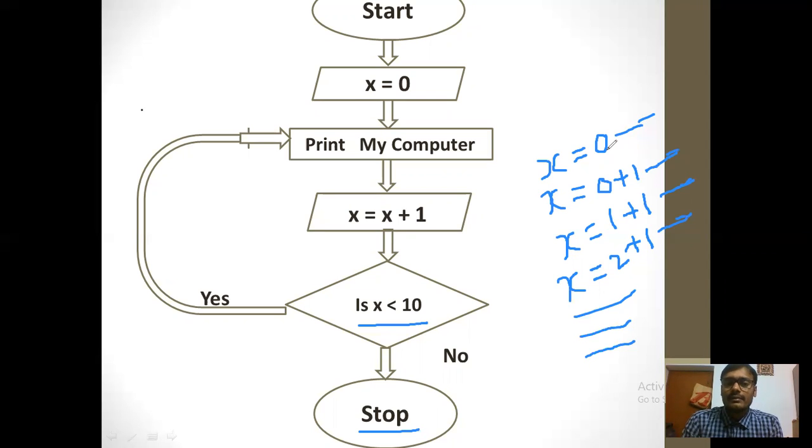So in this way, this is the flowchart to print "my computer" 10 times. In this way, you can create your flowchart to print "my computer" 10 times.